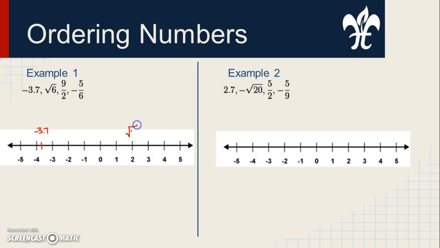This is the square root of 4. This is the square root of 9. So square root of 6 will fall in between here. Not perfectly in the middle, but it's in between those two digits. 9 halves. 9 halves is the same thing as 4 and 1 half. So that's going to show up here. This is 9 halves. Negative 5/6. Negative 6/6 is negative 1, so negative 5/6 is almost negative 1.